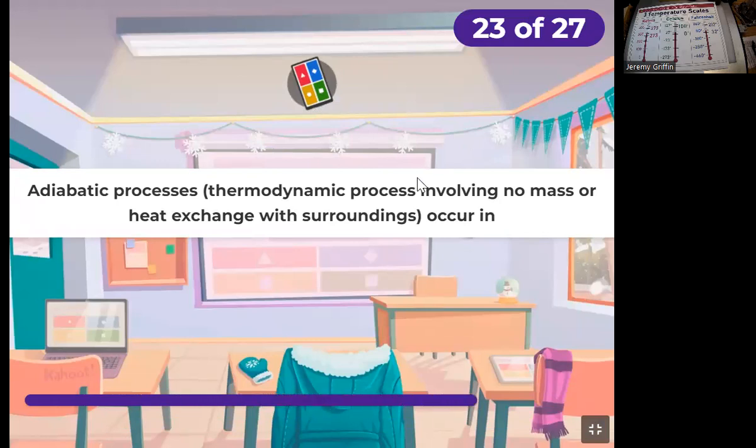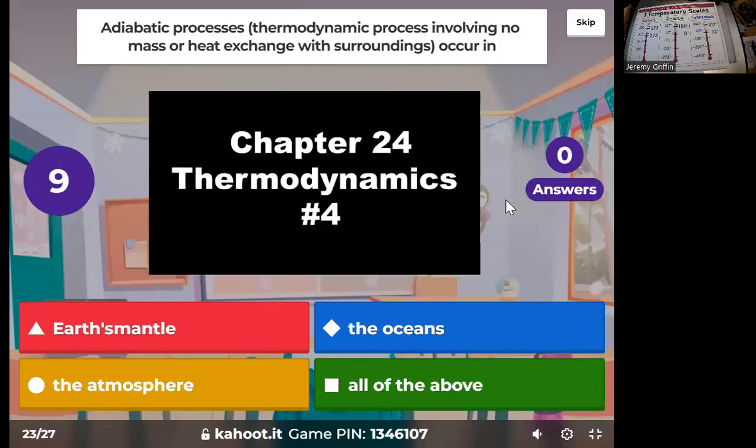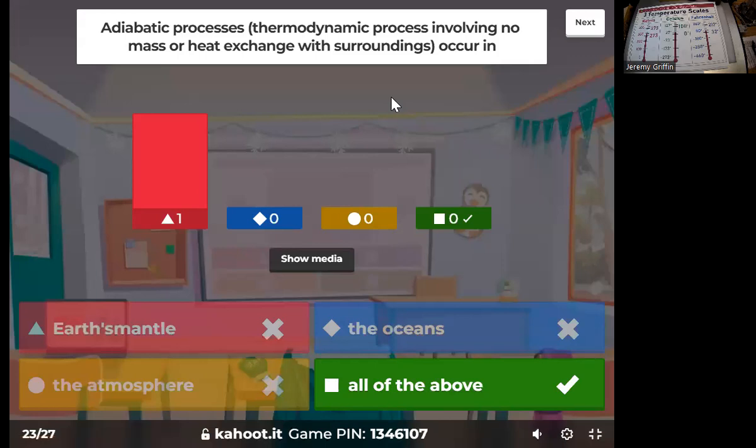Adiabatic processes, thermodynamic processes that involve no mass or heat exchange, think like a closed system, occur where? Yeah, so actually all of those you could simplify as adiabatic processes. So, okay.